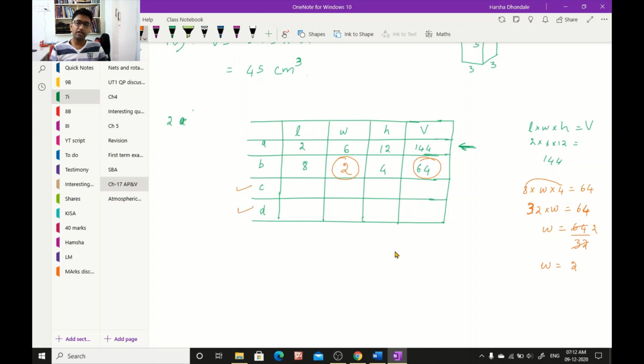C and D, you can do it in your textbook itself as homework.